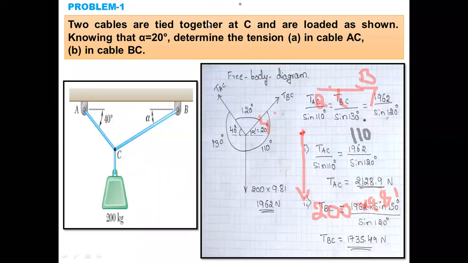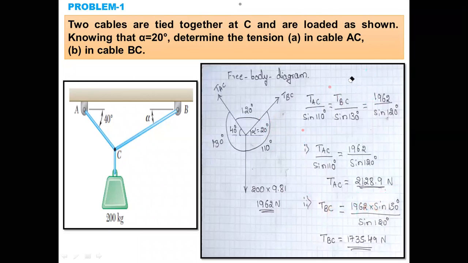If you see here in the free body diagram, the tension in cable BC is made with an angle of 20 degrees with respect to the horizontal, as given here. The cable AC, which makes an angle of 40 degrees with respect to the horizontal, has been given here, and the self weight has been converted to Newton by multiplying by 9.81. The opposite angle between TBC and the weight is 110 degrees, between TAC and the weight is 130 degrees, and between TAC and TBC it is 120 degrees. From Lami's theorem, we know that any one force, that is TAC, is proportional to the sine of the angle between the other two forces.